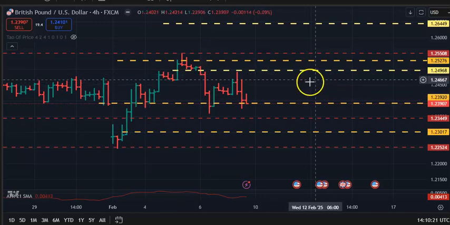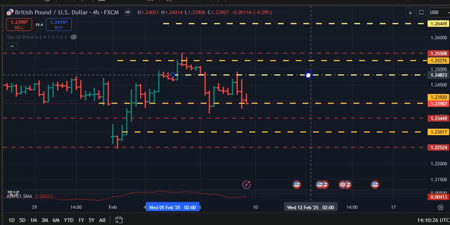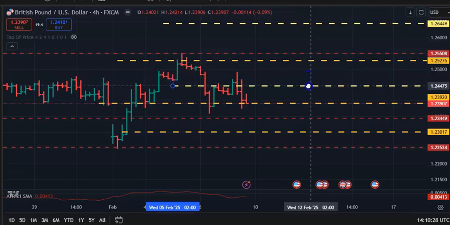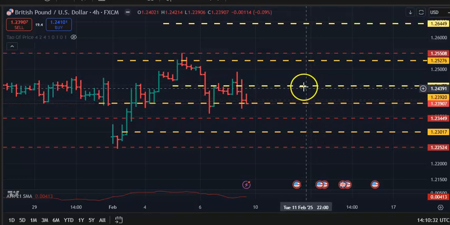124.45. I'm going to move. Actually, you know what? Yeah, I'll move this one down. 124.47, 124.50 would probably be an early resistance point this week for cable.